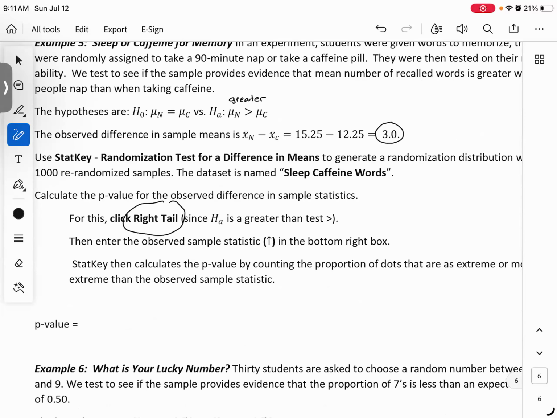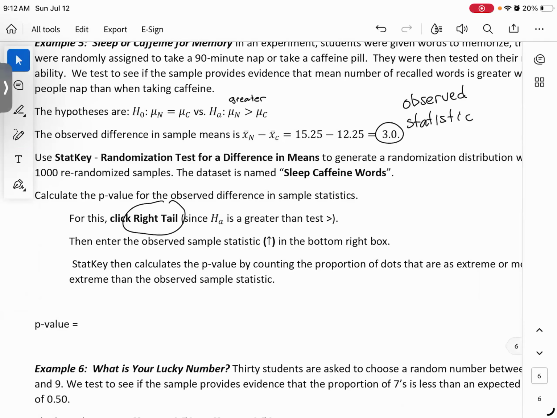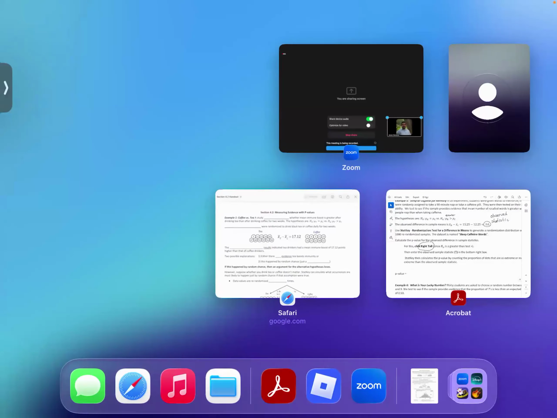But this time, it's not us that's going to be counting the dots. This is going to be our statistic, or the observed statistic. And that's what we're going to be using to be able to count where we want. Tell Stacky, hey, we want you to count the dots from 3 and anything bigger than 3. All right, so let's do it. Sleep, caffeine, words, difference in means.